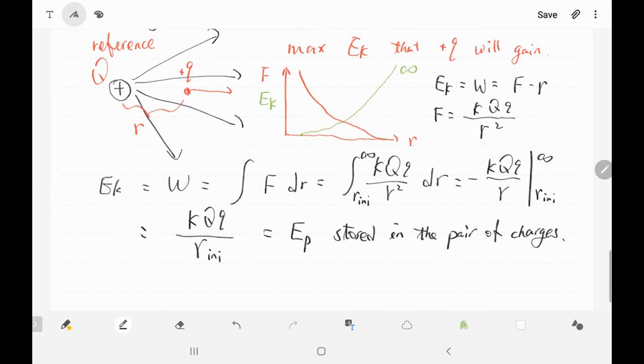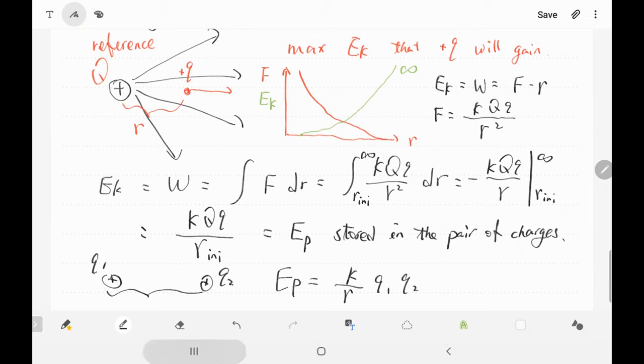Okay. So if you have two charges, one is Q1, the other is Q2, and we ask you to calculate the electric potential energy of this pair of charges, then the potential energy is equal to K over the distance between, times the value of Q1 and the value of Q2. Okay. This is the potential energy.